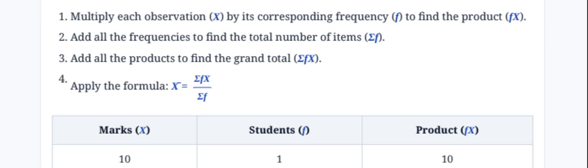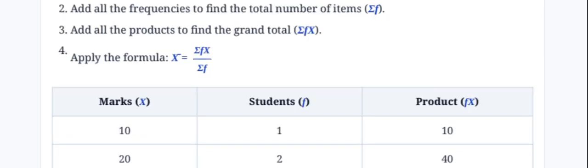Okay, so 10 into 1 is 10. Similarly, we will multiply for all the observations. Next, after doing this, we will add the frequencies. Here, we add the total number of students. Similarly, the third step: we are going to add the products also. So add the products, and the total of the products will come.